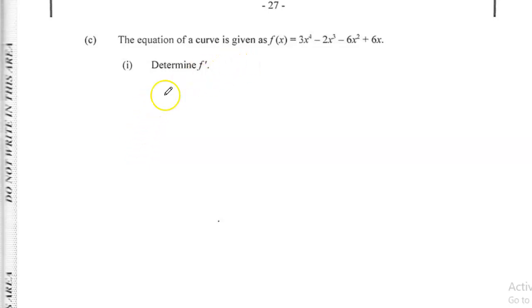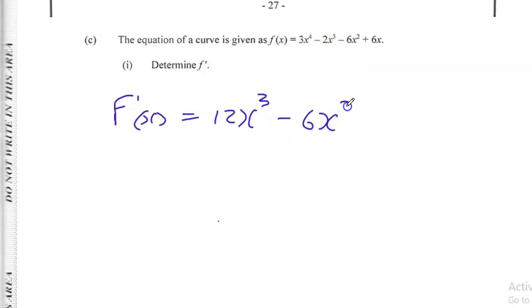The equation of the curve is given, so we also find f prime, which is just the derivative. So f prime would be 12x cubed, multiplied by the power, subtract 1, minus 6x squared minus 12x plus 6.